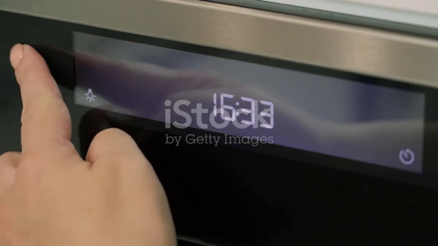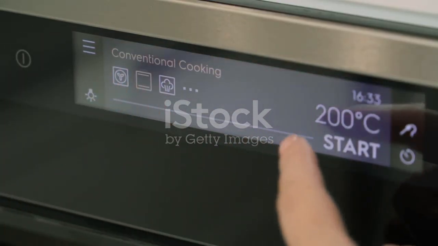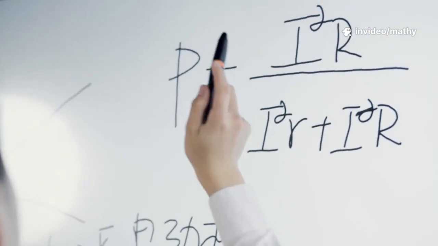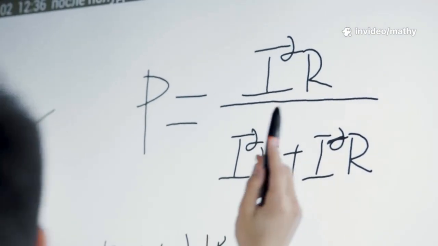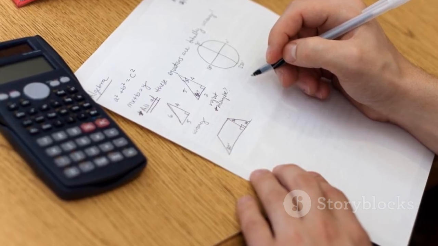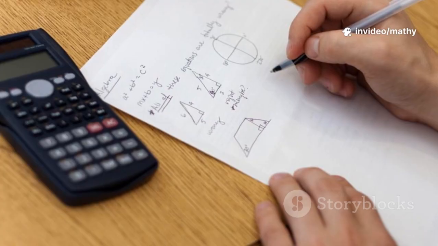Suppose a recipe says bake at 180 degrees Celsius, but your oven uses Fahrenheit. The conversion formula is a linear equation, F equals 1.8C plus 32. Plug in C equals 180. F equals 1.8 times 180 plus 32.